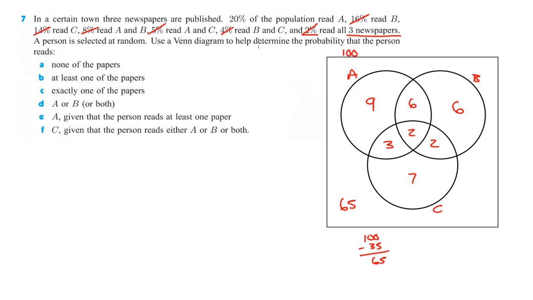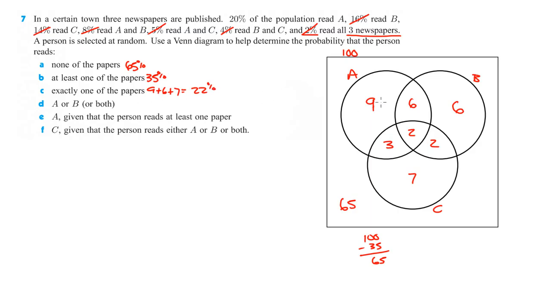So use the Venn diagram to determine the probability that the person reads none of the papers. We just figured that out. That is 65%. At least one of the papers. That's all of these. So that was the other 35% right there, right? Exactly one would be these 3, because these people read just A, just B, just C. So that's going to be 9 plus 6 plus 7, which is going to give us 22%, I believe, right?